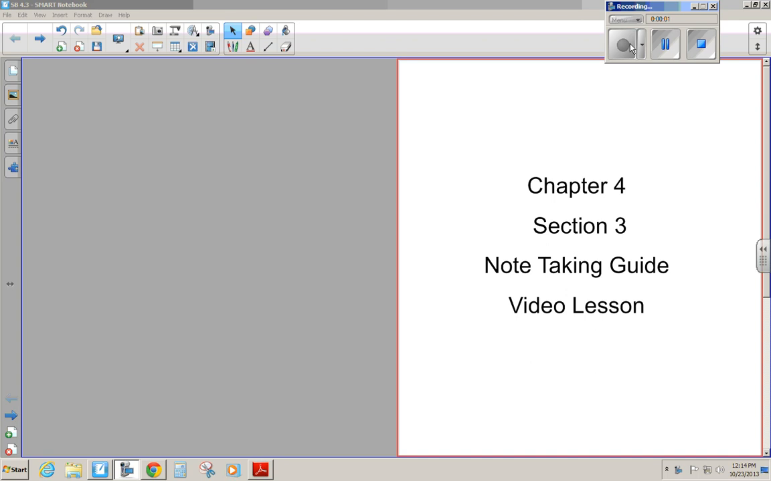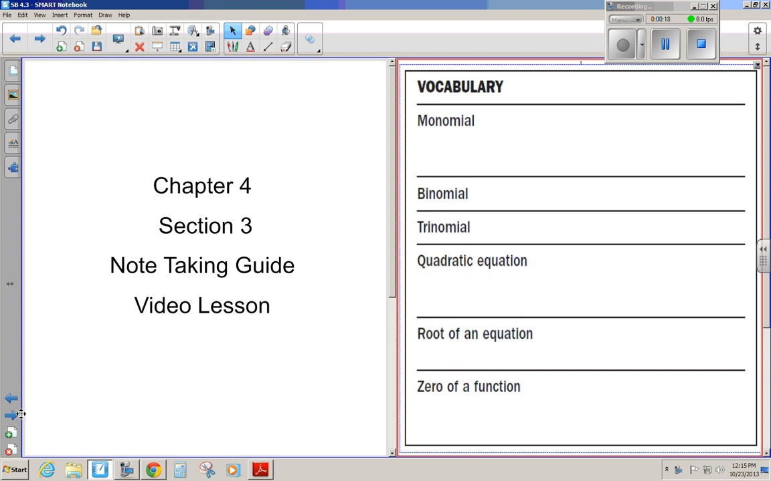All right, welcome Algebra 2 students to Chapter 4, Section 3. This is solve x squared plus bx plus c equals 0 by factoring. So you're basically solving quadratic equations that are equal to 0, and you're going to solve them by something called factoring. So let's go over a few vocabulary words first.